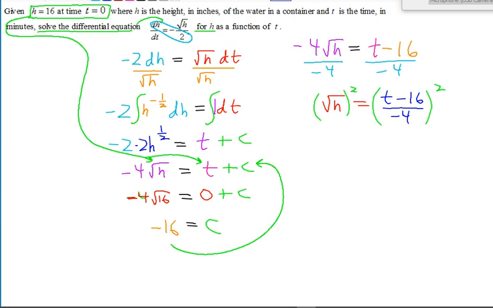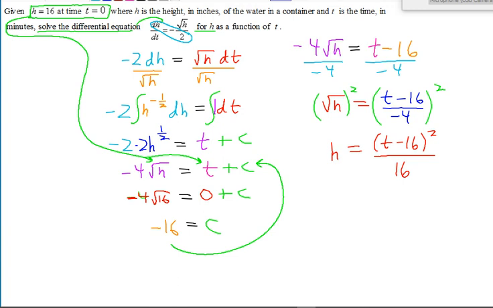So we get h equals, and then you can square out the t minus 16 or just leave it like that. It's t minus 16 squared, either way. The denominator you might want to square out because that's simple. Negative 4 squared is just 16. And that would be our particular solution, our solution for the differential equation, our final answer.